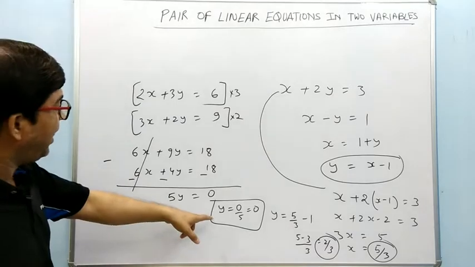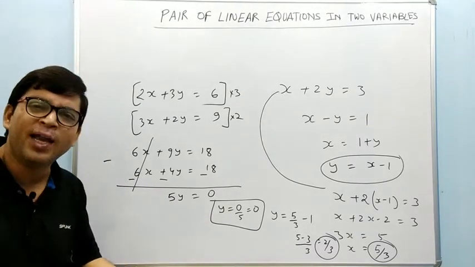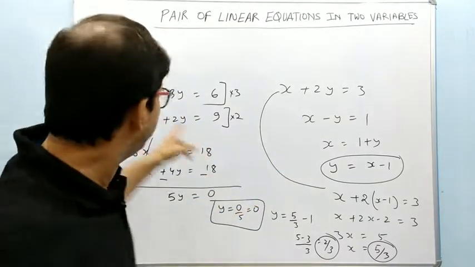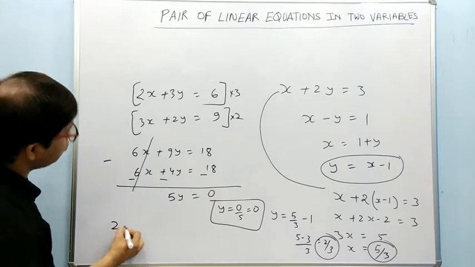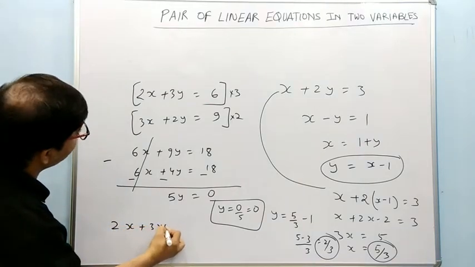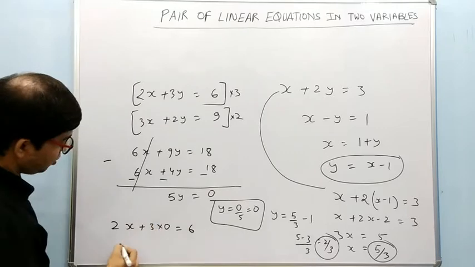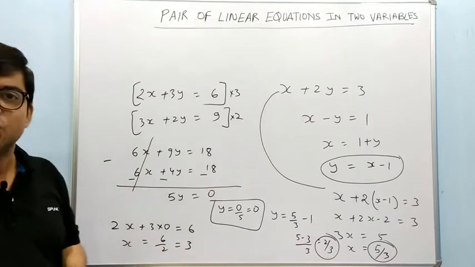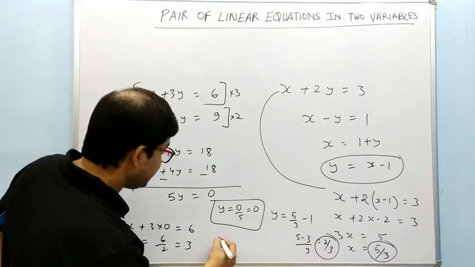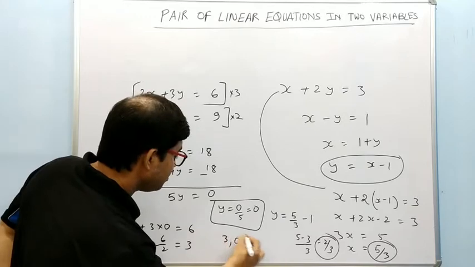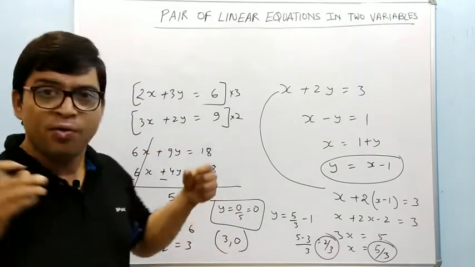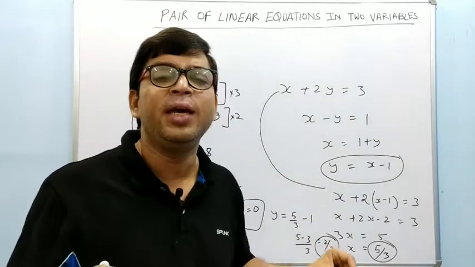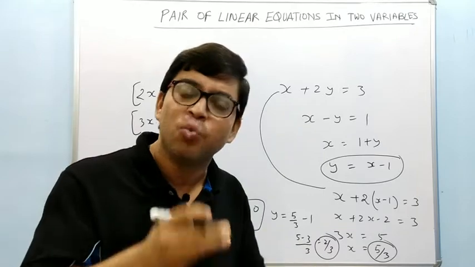So you got the value of y, you can get the value of x very easily by putting the value of y in any of the given equations. If I just put it here, that is 2x plus 3 into 0 is equal to 6. So x is coming out to be 6 by 2, that is 3. So what is the solution of the given equations? That is actually 3, 0. x is 3, y is 0. So by elimination method, easily you can get the solution of the two equations.